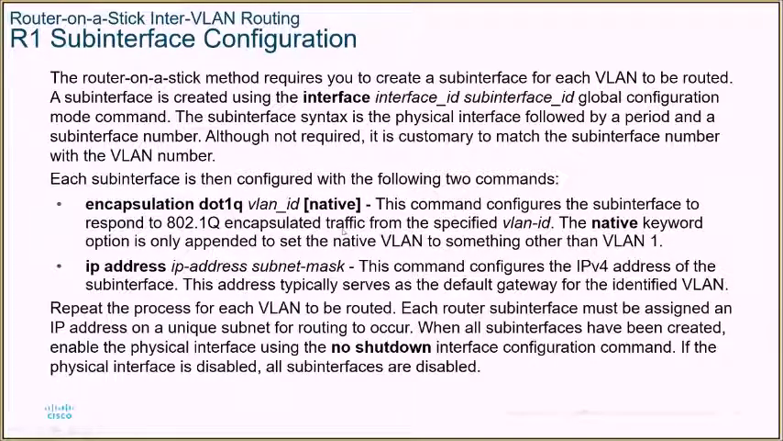And then there is the option to use native. We spoke about native VLANs in the previous chapter. Of course, they're untagged. And the native keyword option is only appended to set the native VLAN to something other than VLAN 1.